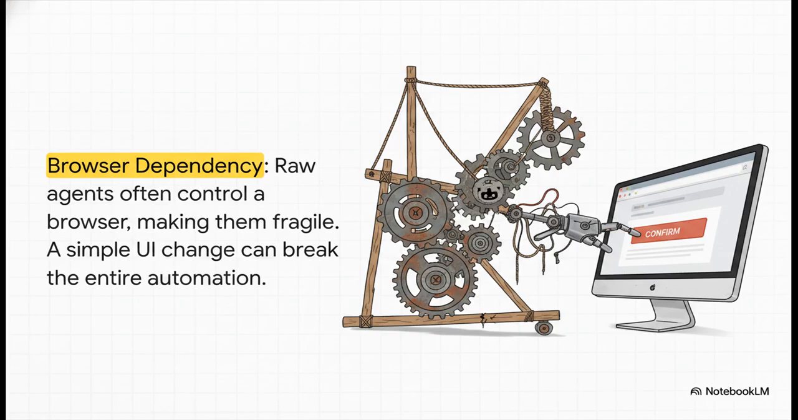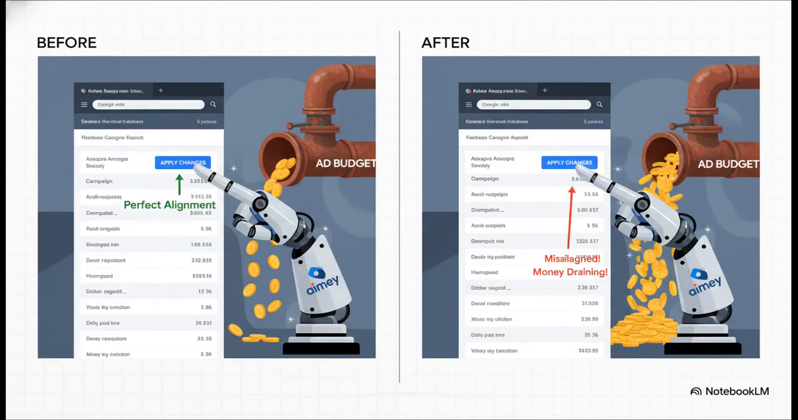And the third risk, this one's a little more on the techie side, but it's just as scary. It's the fact that these raw agents often work by literally controlling your web browser. They mimic your mouse clicks and your typing. Think about how brittle that is. It's just a house of cards, really.